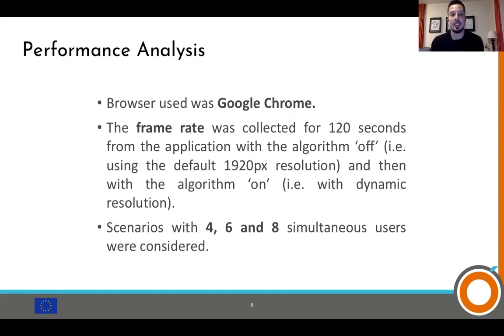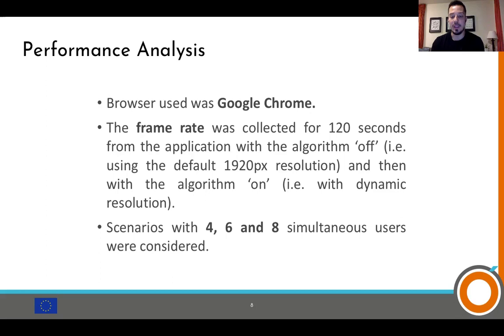For the performance analysis, we use Google Chrome. The A-frame framework works in multiple browsers, but to get the results in a comparable manner, Google Chrome was used across all devices. The frame rate was collected for 120 seconds from the application with the algorithm off, which means that we were using the 1920 pixel resolution, and also with the algorithm on with the dynamic resolution working. The scenarios contained 4, 6, and 8 simultaneous users.